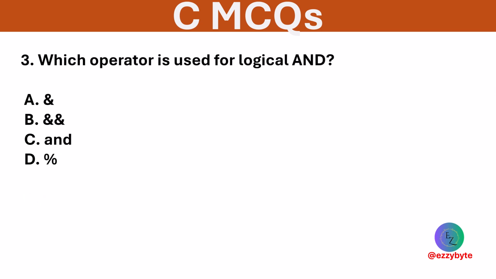Which operator is used for logical AND? Options are given below. And the correct option is B. Logical AND is represented by double ampersand in C.